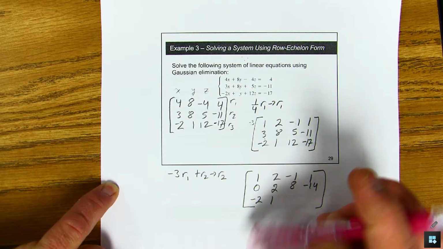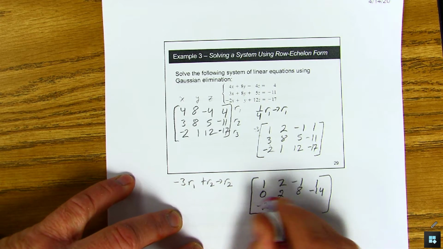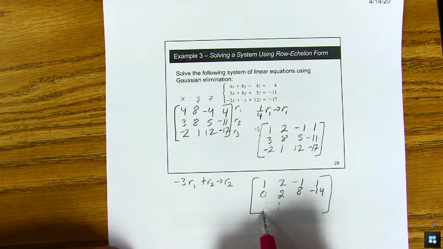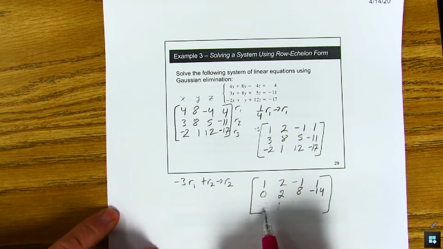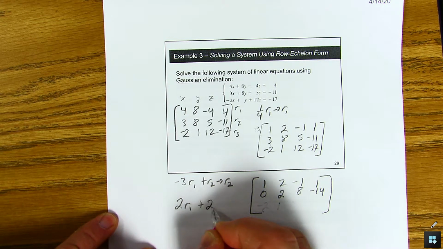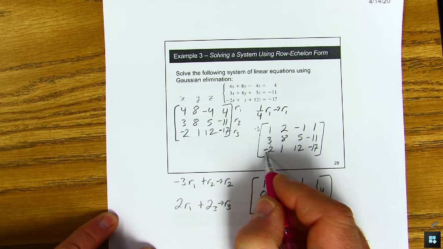And you know what? Maybe to speed up the process a little bit here, we know we want this to be a 0 as well. So now what I'm going to do is take 2 times row 1 and add it to row 3, and that's going to become my new row 3. That'll give me a 0 here, because see how this is negative 2?